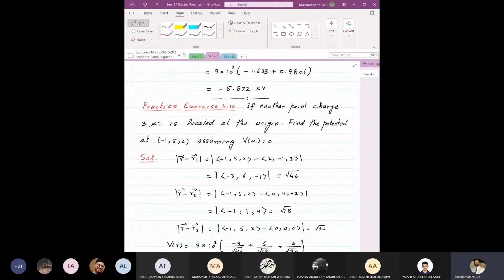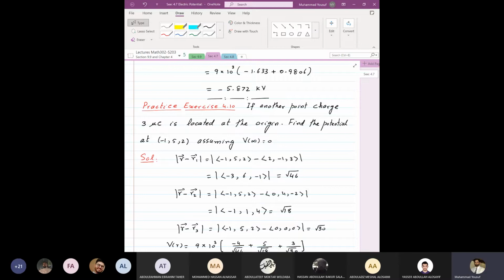Then practice exercise 4.10. So we have those two charges and we put another charge of 3 microcoulomb at the origin. Then find the potential at a new point, (-1, 5, 2), and we assume V at infinity is 0. Potential at infinity means the potential due to a charge at infinity is 0, because we have 1 over r, 1 over distance.